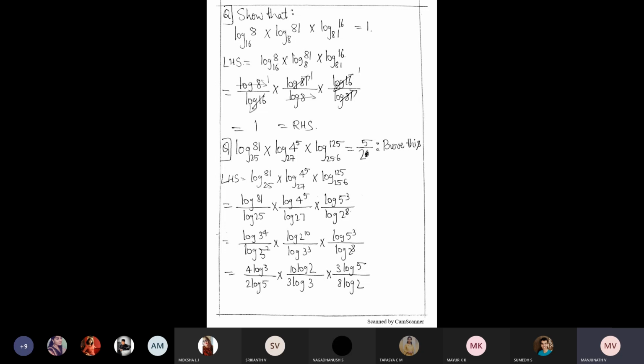64 divided by 4 plus, what is the other one there? Can you tell me? 64 divided by 4 plus 36 divided by 9. Use your calculator and simplify it. Don't go for this difficulty of taking LCM. Avoid it.